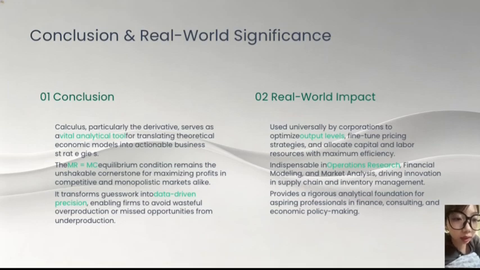The right side talks about real-world influence. Big companies use it to set production numbers and prices well. It is also widely used in supply chain finance and market study. For students like us, this knowledge builds solid basic skills for future finance and business jobs.